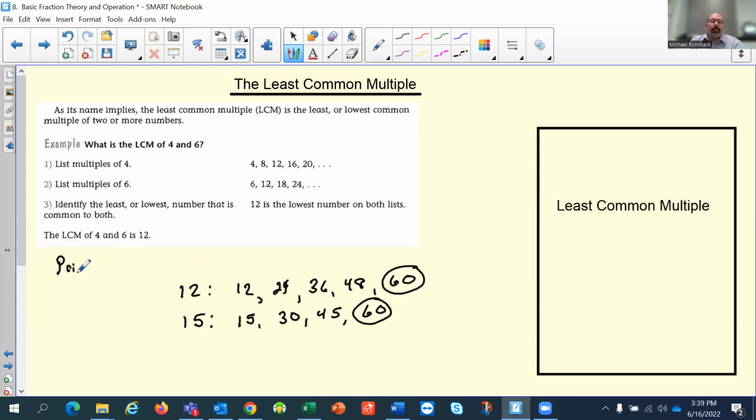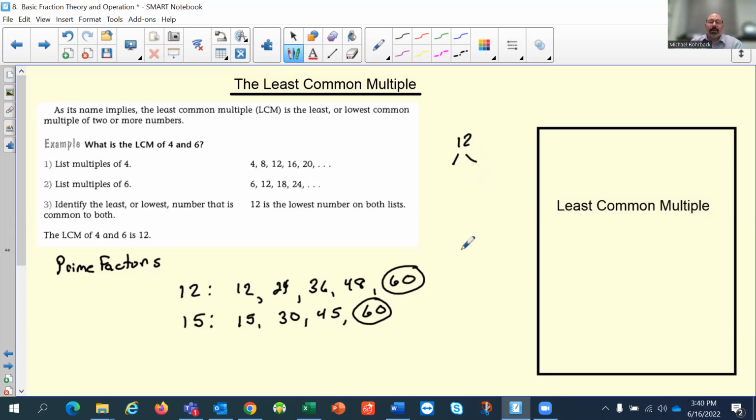I have a video on prime factors. One way to find this is by doing the prime factors of 12 and the prime factors of 15 and comparing them. If we do a prime factor tree for 12, the prime factors are the numbers that only have 1 and itself as a factor.